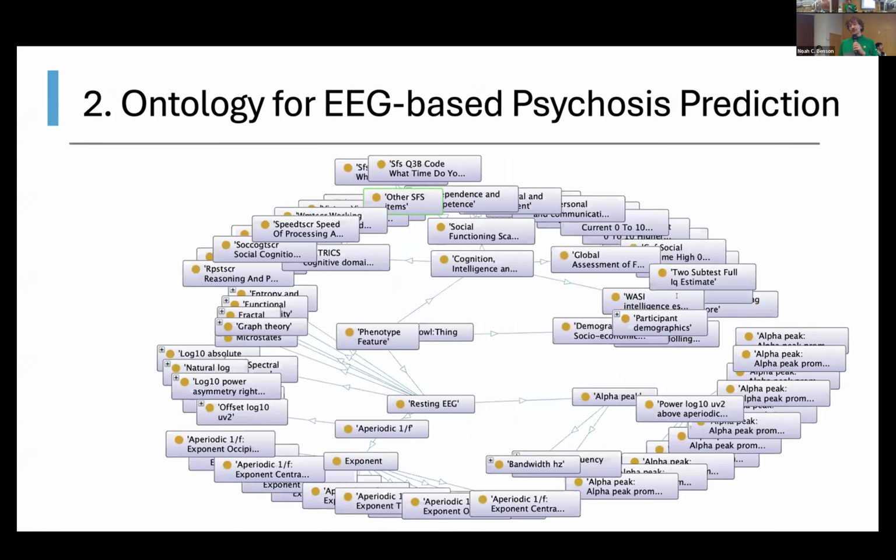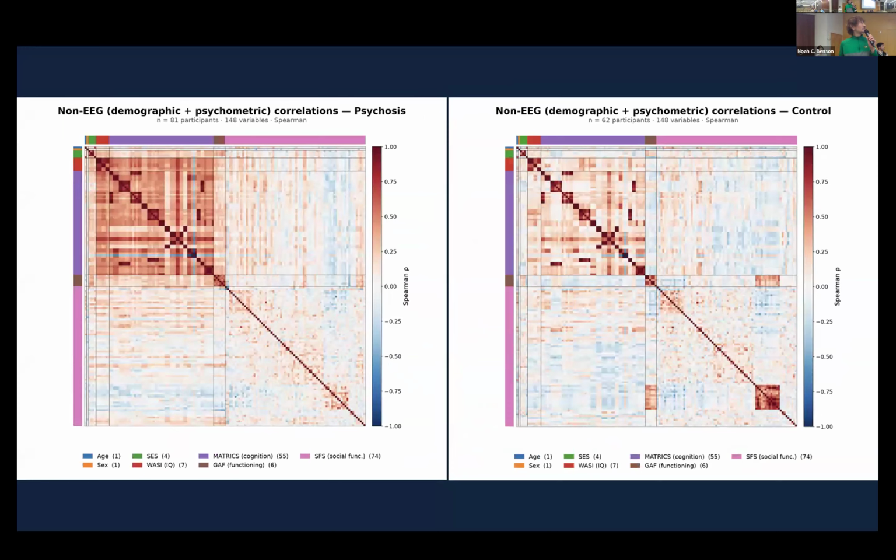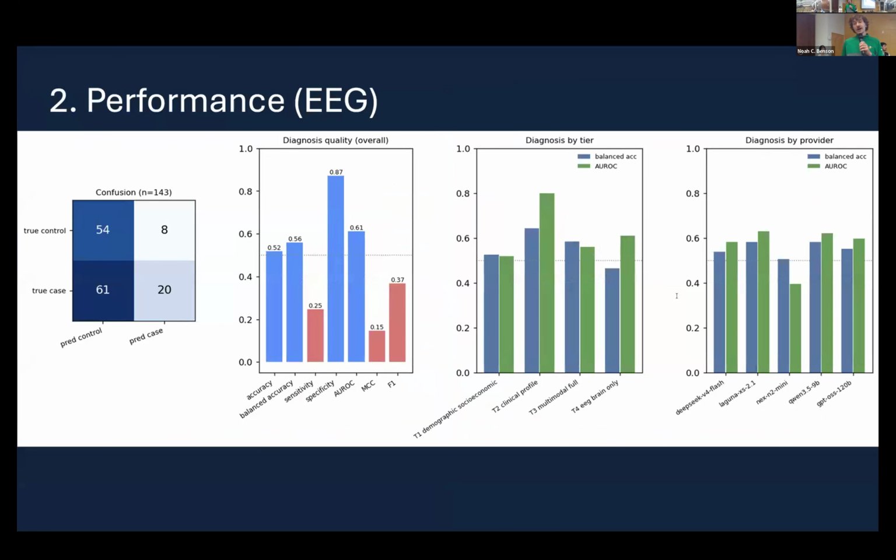And we used that to generate an ontology of linguistic representations of these variables. And this is a correlation matrix of our, sorry, this is our non-EEG data, because we also had demographics, intelligence testing, global functioning, and social functioning from structured clinical interviews.